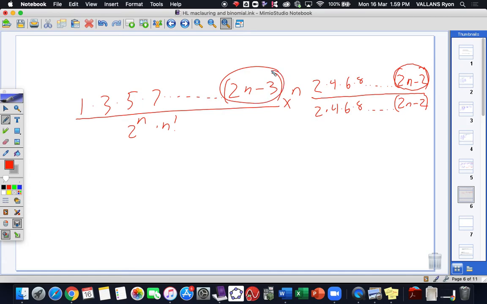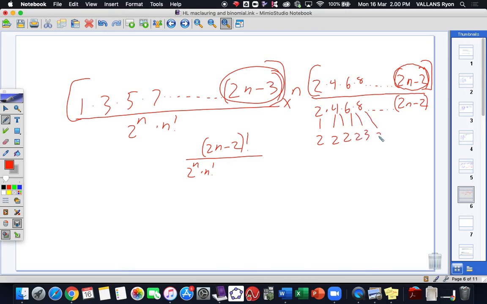The whole top ends up becoming 2n minus 2 factorial, because now I have all the odds from this side and all the evens from this side. That leaves me with 2n minus 2 factorial over 2 to the n times n factorial. And watch me break this part down. This is just 2. This, 2 times 2. This, 2 times 3. 2 times 4. Even to the last one where it's 2 times n minus 1.